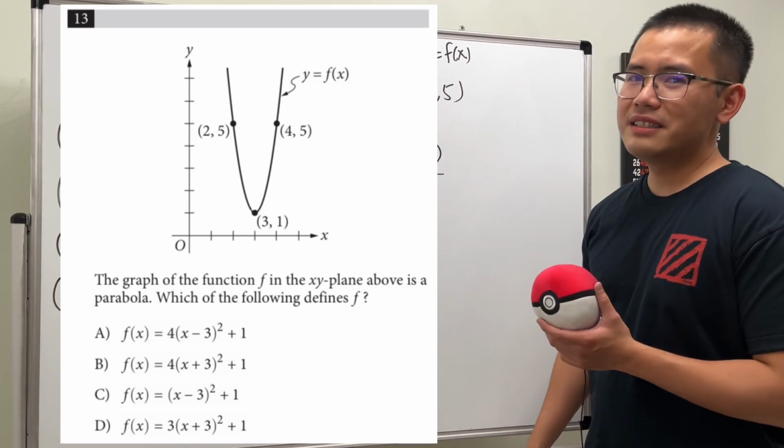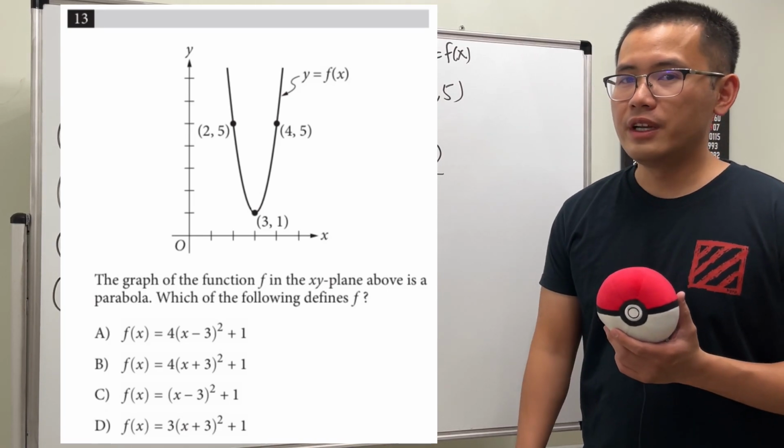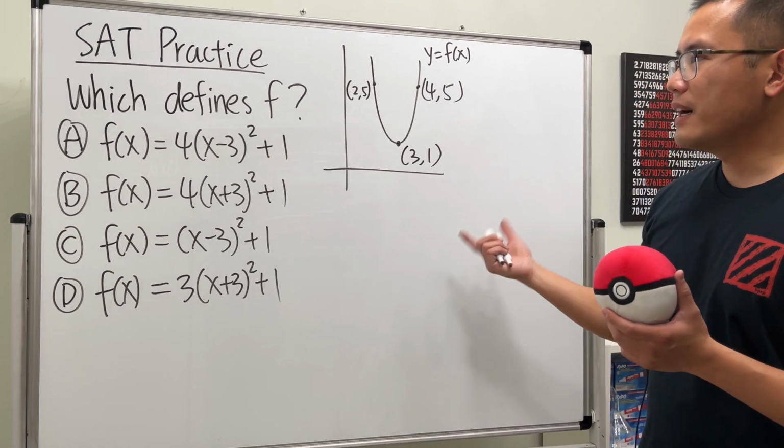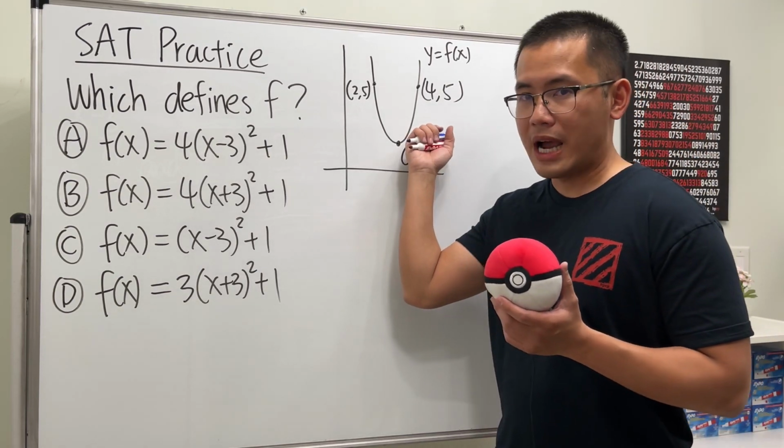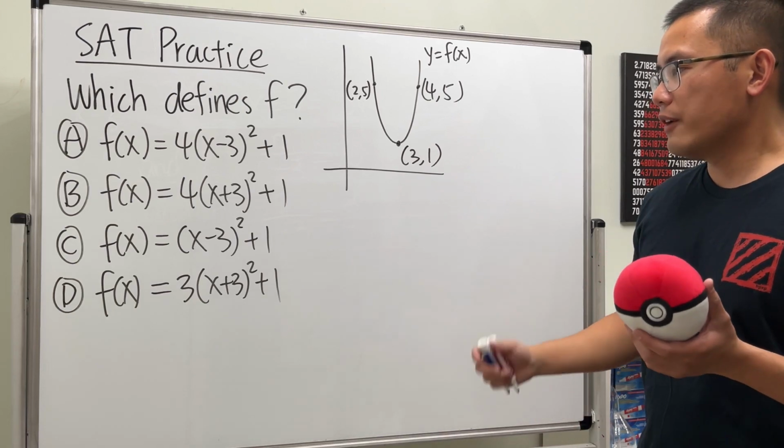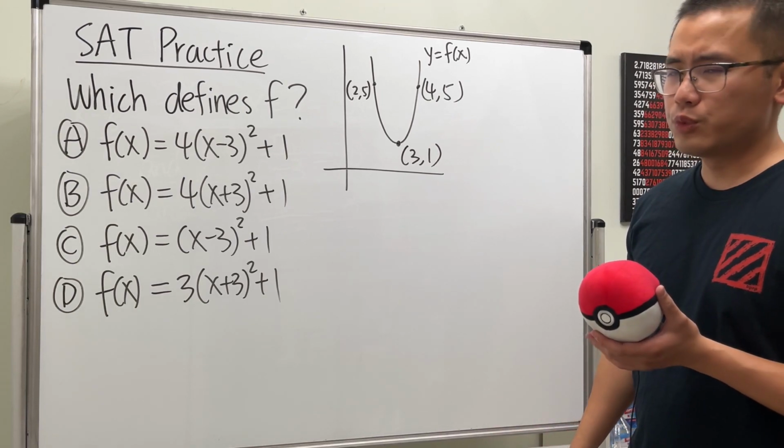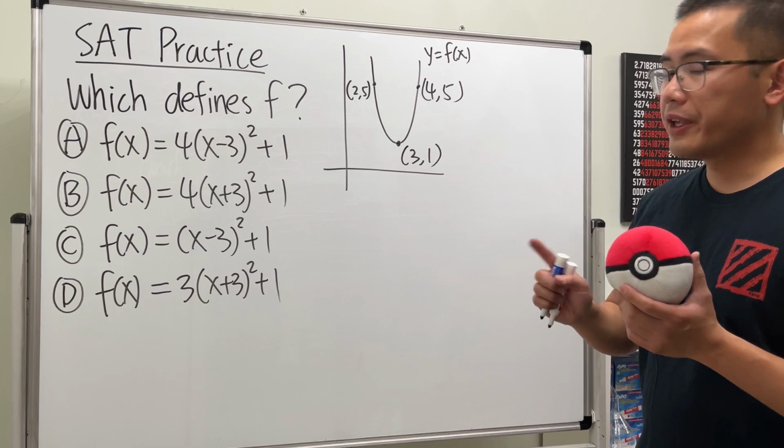Alright, here we have another SAT algebra question. This time we are dealing with a parabola and we are trying to find out an equation for this graph. Of course, there are a few ways to do it. The easiest way is just plug in and check. So here's how you can do it.